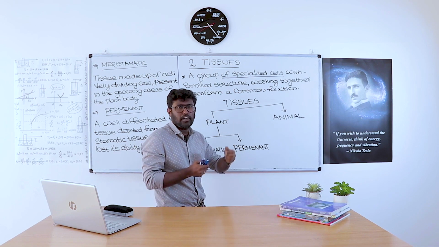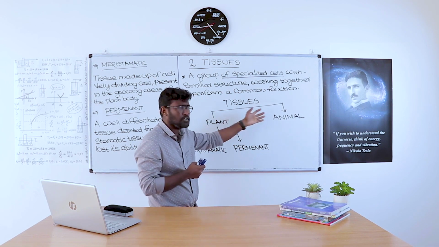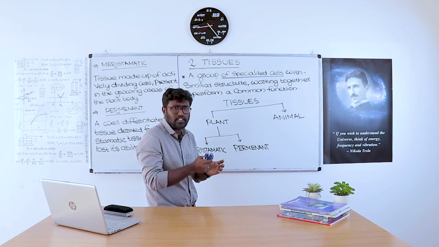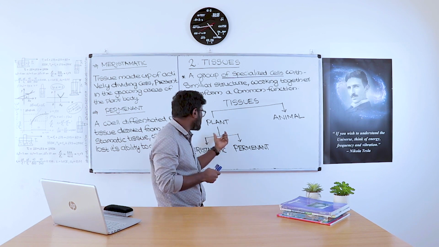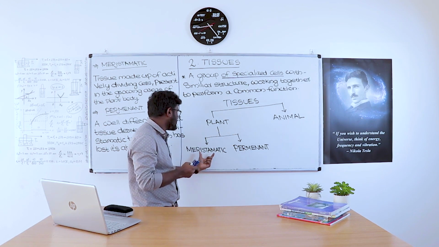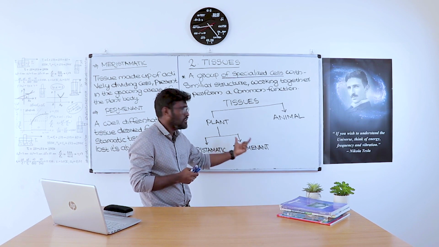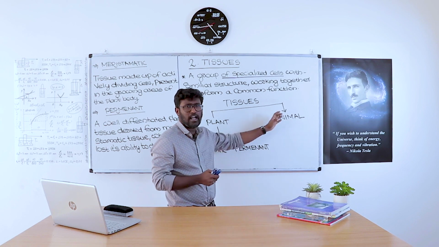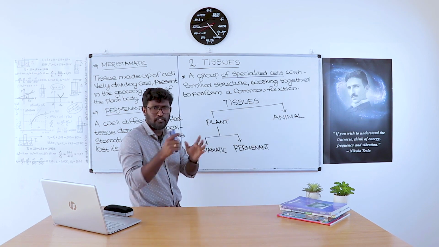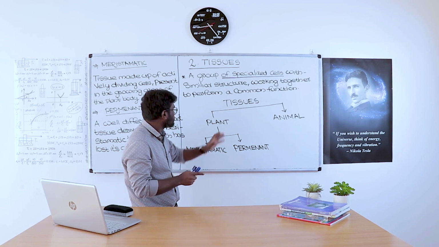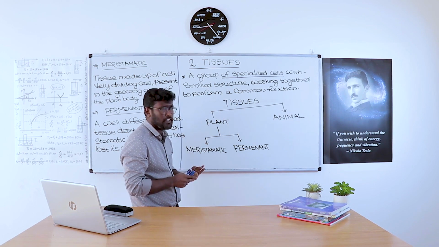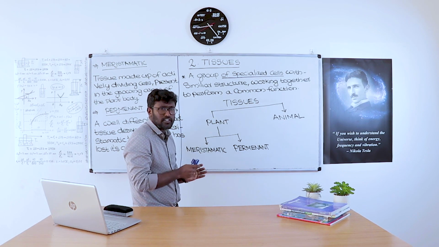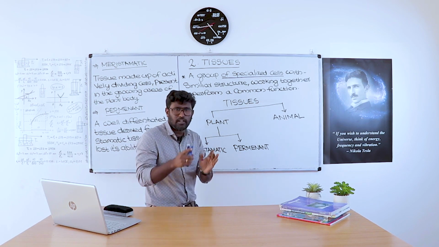Now, tissue is divided into two: plant tissue and animal tissue. Again, there is a lot of classification regarding plant tissue and animal tissue. Plant tissue is divided into meristematic tissue and permanent tissue. Animal tissue is classified into four types, which we will study later. So here we discuss plant tissue and the things related to it. Plant tissue is classified into meristematic tissue and permanent tissue.